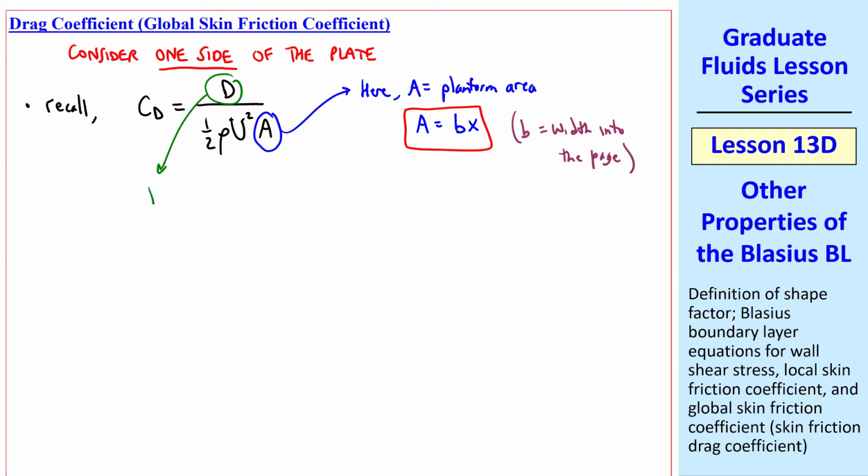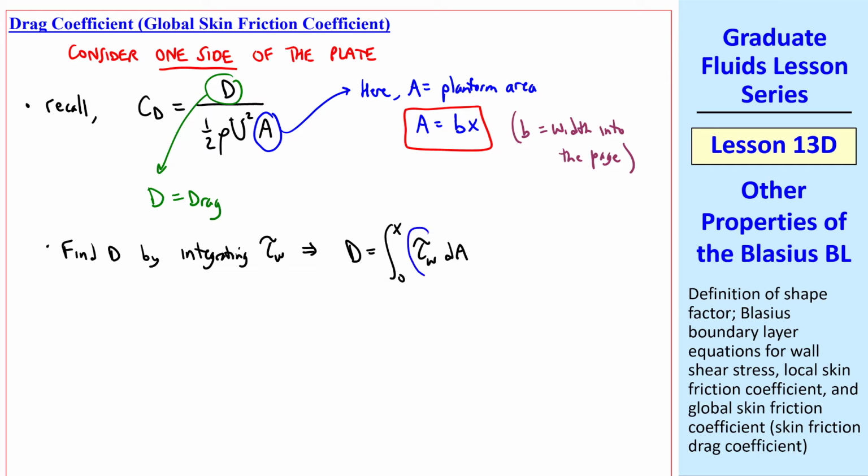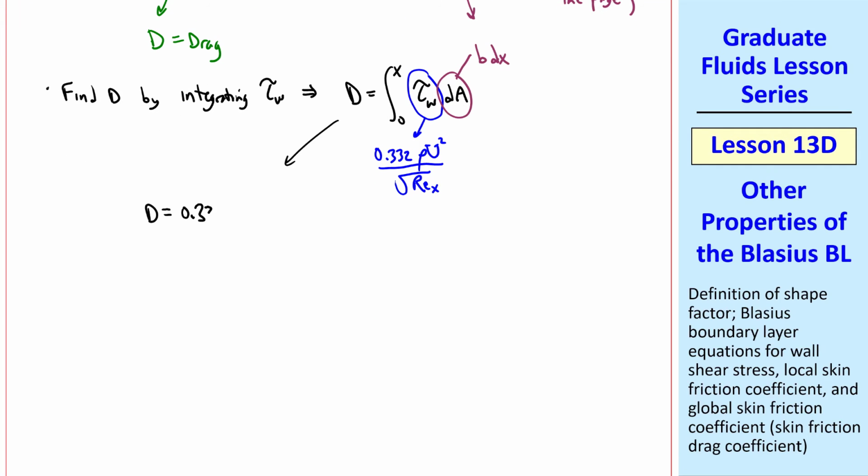So we need to calculate the drag, again on one side of the plate. We'll do this a couple different ways. We can find D by integrating the shear stress. In other words, D is the integral from 0 to x of tau w dA. We just showed that tau w is 0.332 rho u squared over square root of Rex, and dA would be b dx, a small element along the plate. So we can write D equals 0.332 rho u squared, square root of nu over u, b, integral 0 to x, x to the negative 1/2 dx, where we've taken all the constants in this expression outside the integral.